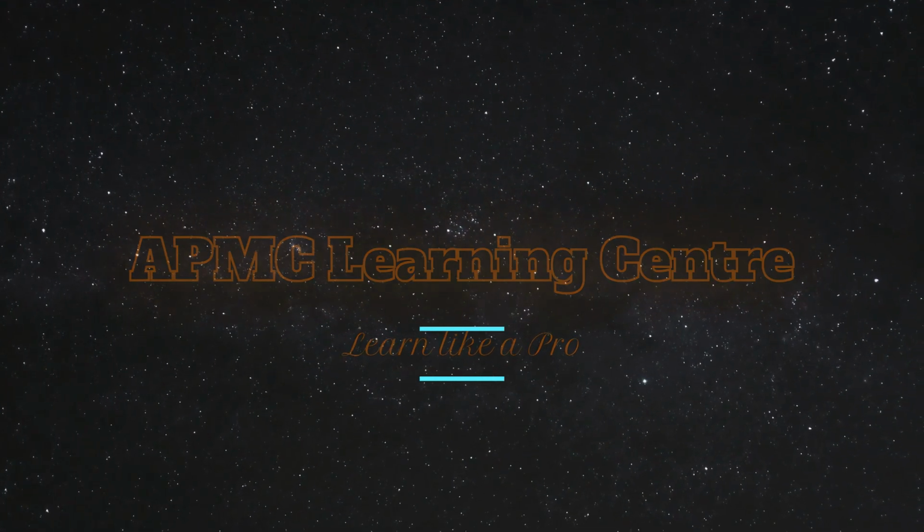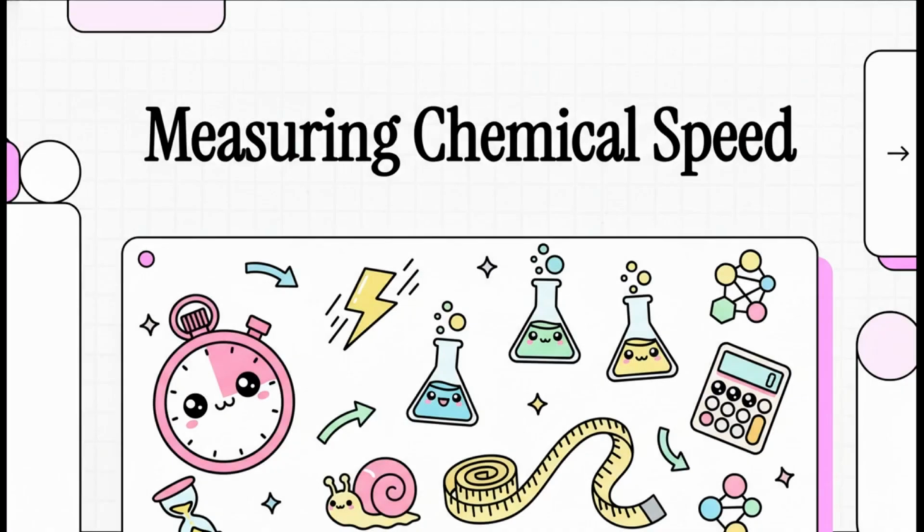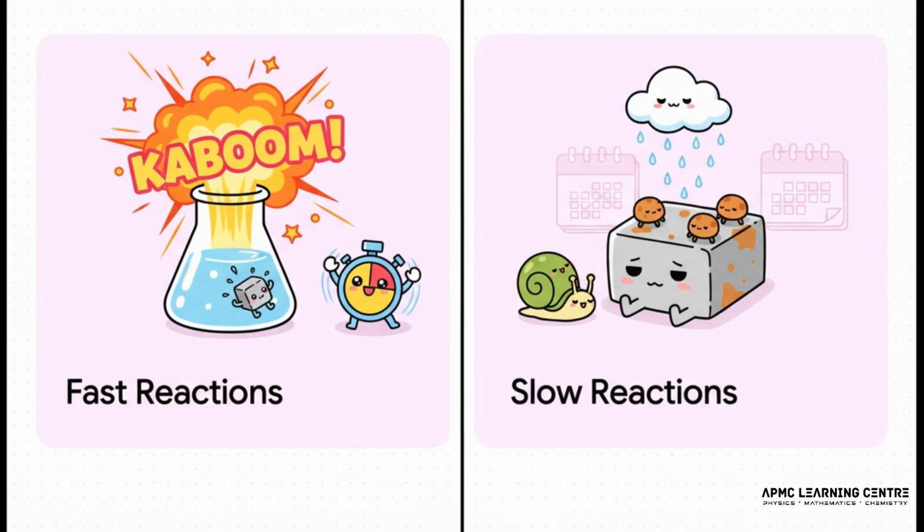Learn like a pro. Have you ever wondered how scientists can understand something that happens in a flash, like an explosion, but also something that takes centuries, like a mountain eroding? Well, it all boils down to one thing: measuring the speed of chemistry. And today, we're going to step into our virtual lab to see exactly how we can put a stopwatch on a chemical reaction. I mean, just think about it for a second.